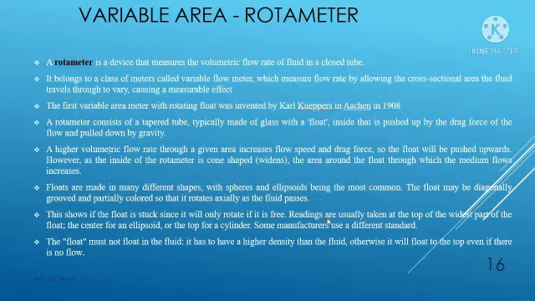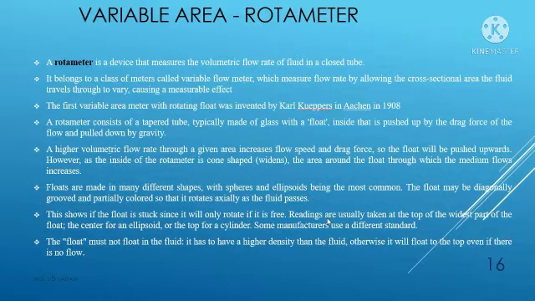So rotameter is a device that measures the volumetric flow rate of fluid in a closed tube. It belongs to the class of meters called variable area flow meters, which measure the flow rate by allowing the cross-sectional area the fluid travels through to vary, causing a measurable effect. It was invented by scientist Carl Cooper in 1908.